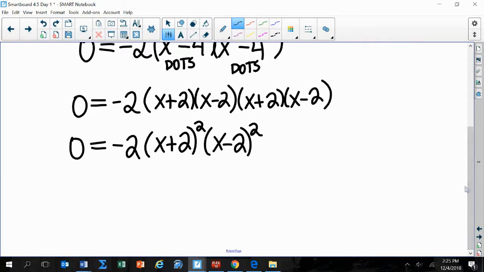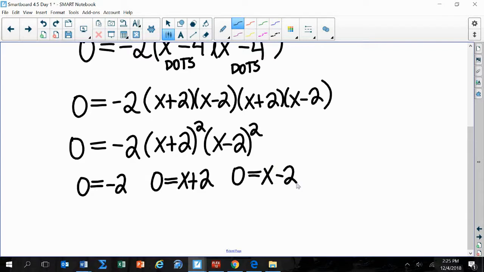Okay, so I'm going to set each factor equal to 0 and solve. 0 equals negative 2, 0 equals x plus 2, and 0 equals x minus 2. I pretended like I already square rooted both sides because the square root of 0 is just 0.